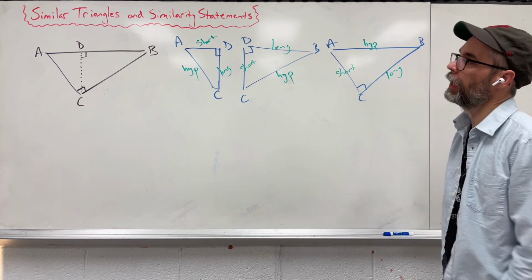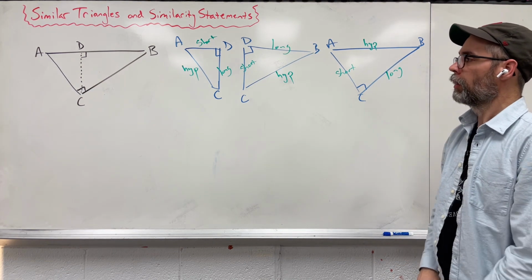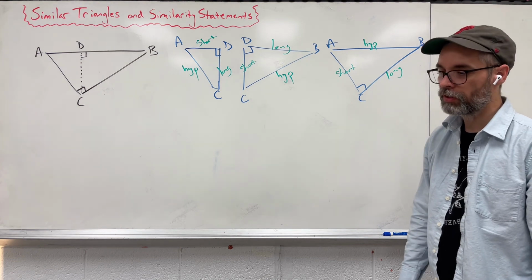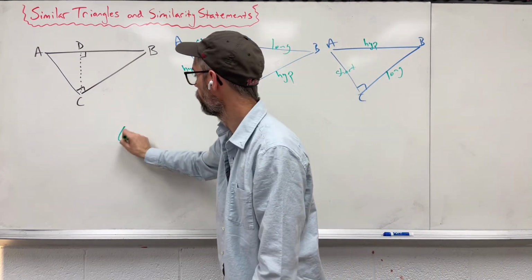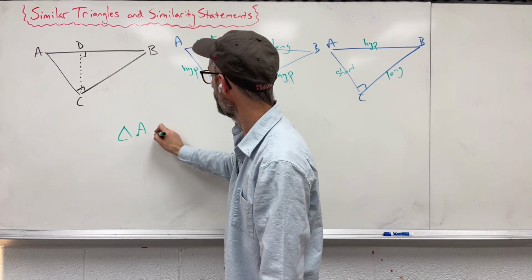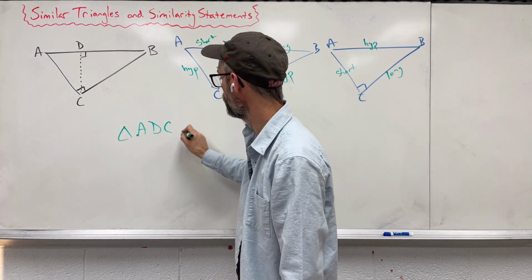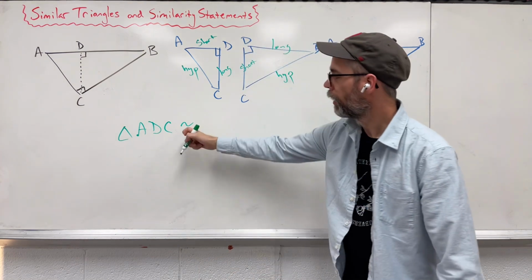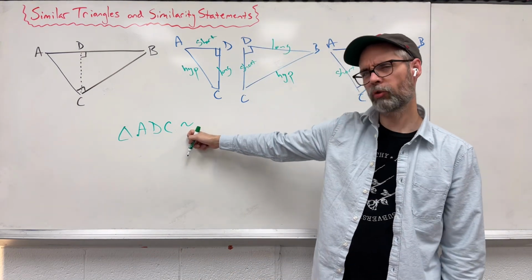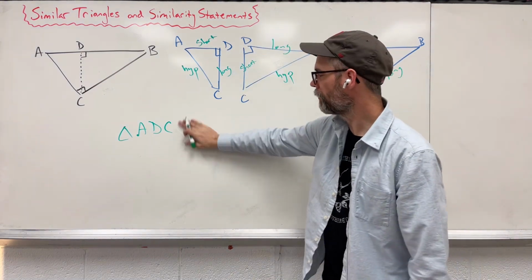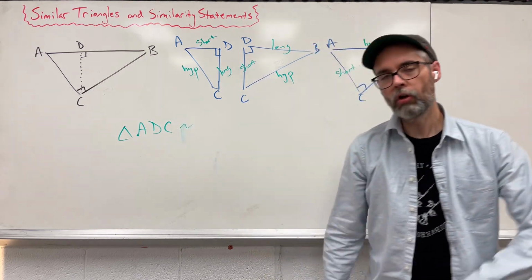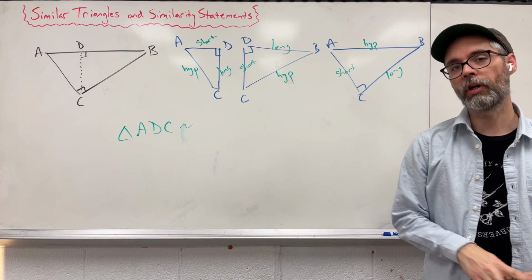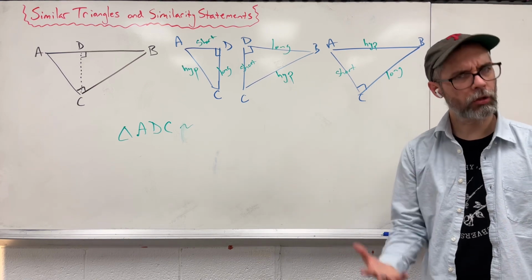Now we create a similarity statement. Let's just start with this triangle. Let's pick an order. We're going to say triangle A, D, C is similar. What this little squiggle sign is, instead of saying equals, we're going to put a little squiggle because these triangles are not equal to each other. These triangles look like each other.